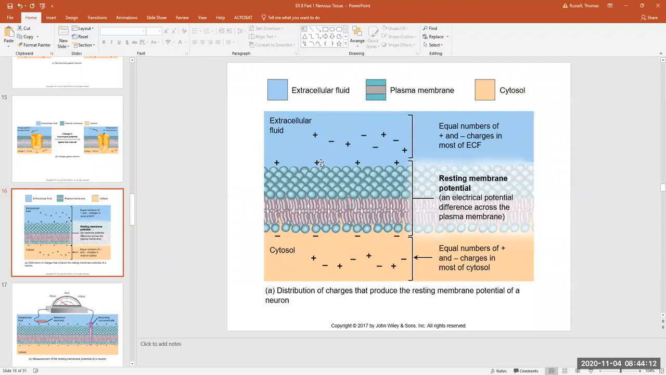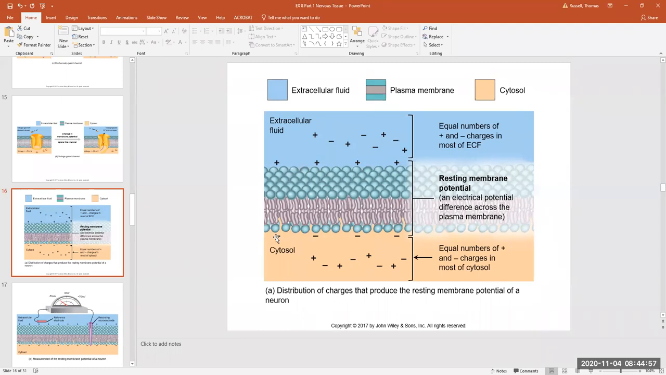A battery has a positive end and it has a negative end. So in some way, if we can connect the positive end and the negative end, this cell may be able to have electrical generation, electrical potential flow. Right now, the charges can't move because there's no channels. But if there were channels in here and we could open the channels, then the ions, which are charged, may pass from one side of the membrane to the other and disrupt this resting membrane potential. So this is what we call a resting membrane potential. Always more positive on the outside, always more negative on the inside.